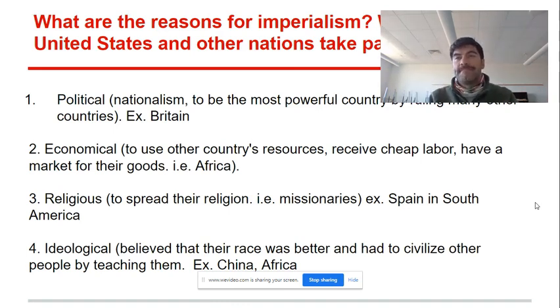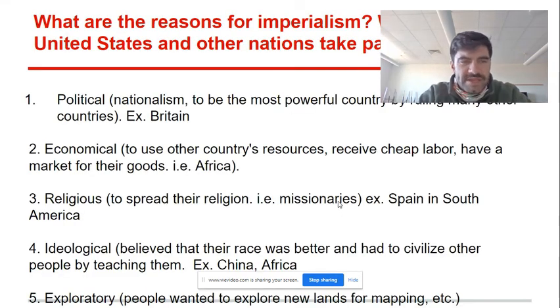And they're going to claim that they're on a mission to civilize them and make them a better civilization through coming into contact with them and spreading their cultural practices to these areas throughout China and Africa.